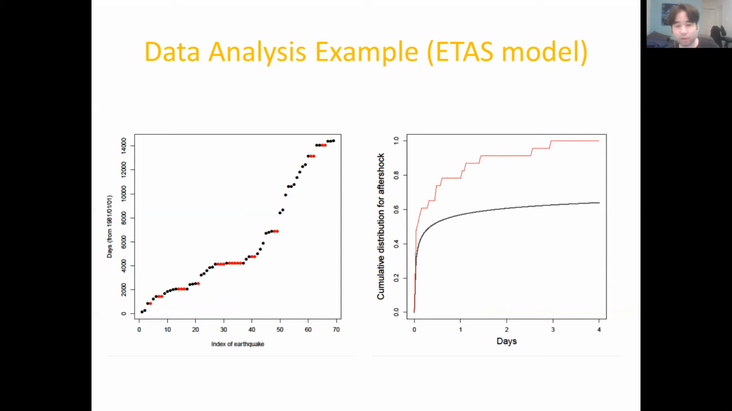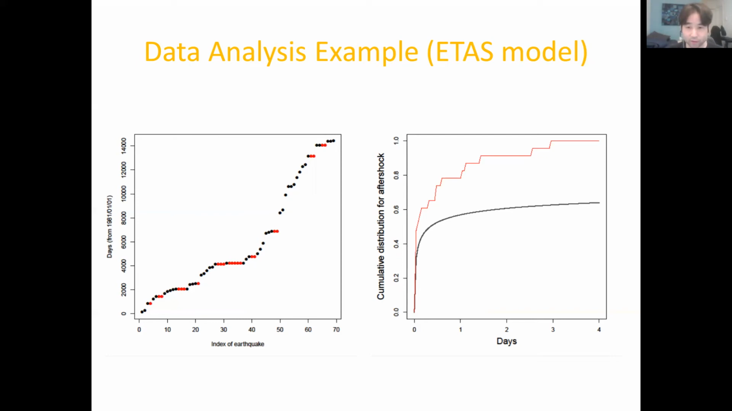The right panels demonstrate the cumulative distribution for aftershocks. Let's look at the two lines for interpretation. For example, the black line tells us that approximately 60% of aftershocks take place within 4 days after the main shock or after another aftershock. Similarly, the red line tells us that almost all the aftershocks take place within 4 days after the main shock or another aftershock.